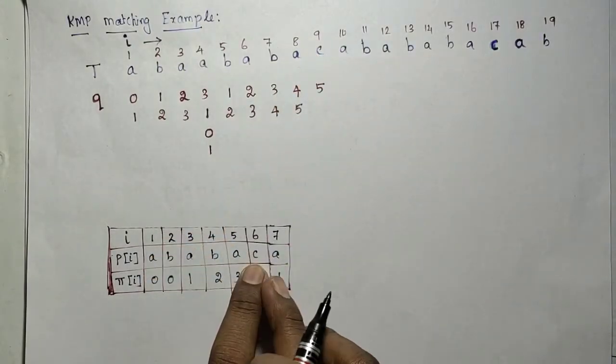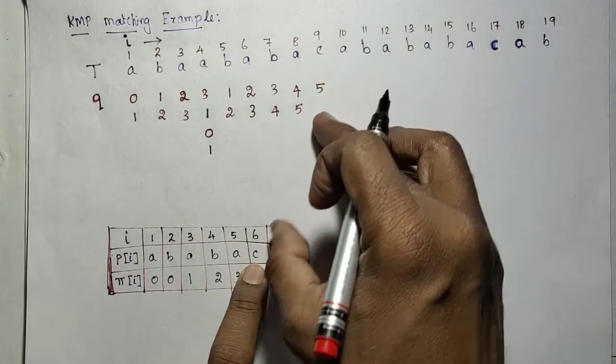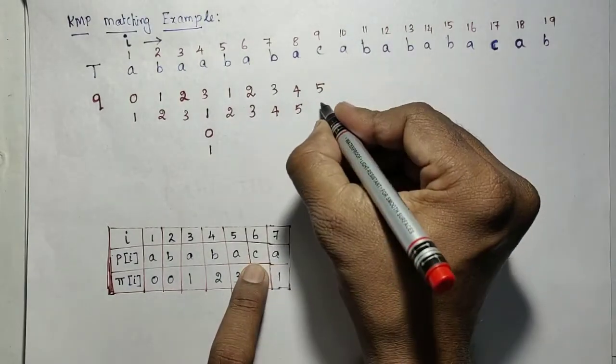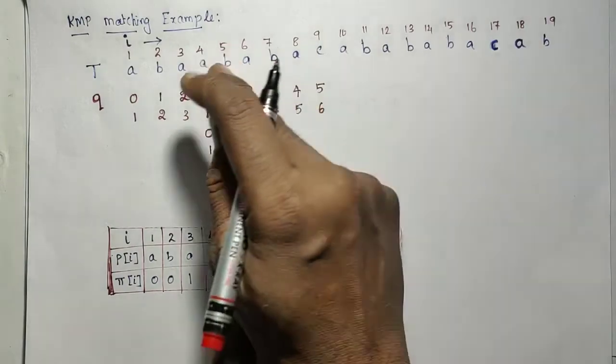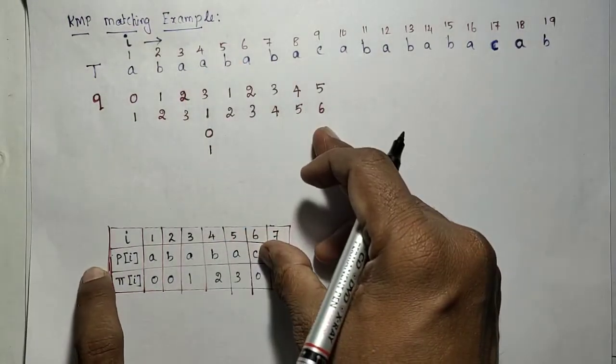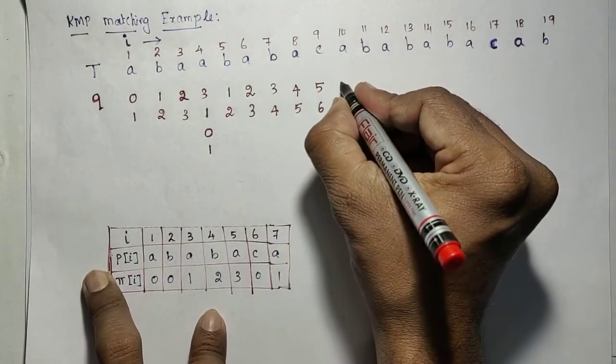The last next character, so C with what? The 6th character. Oh, matching. So C also gets matched. So 6 characters are matched. Okay, the last 6 characters match the pattern. Go to the next iteration, 6.